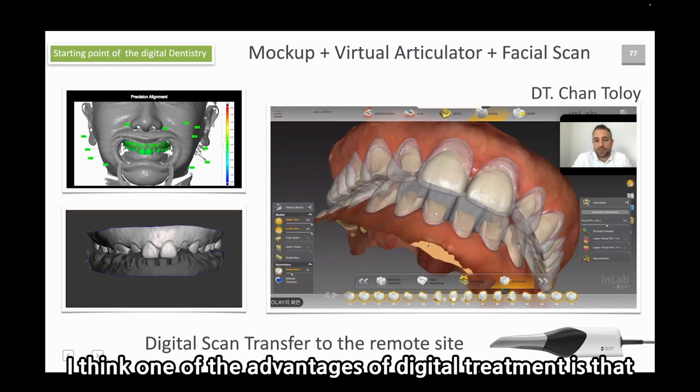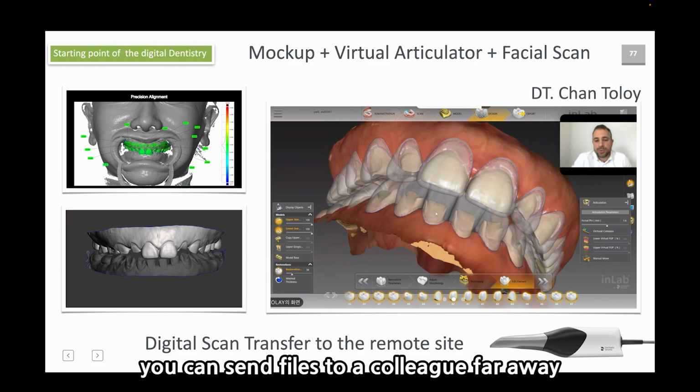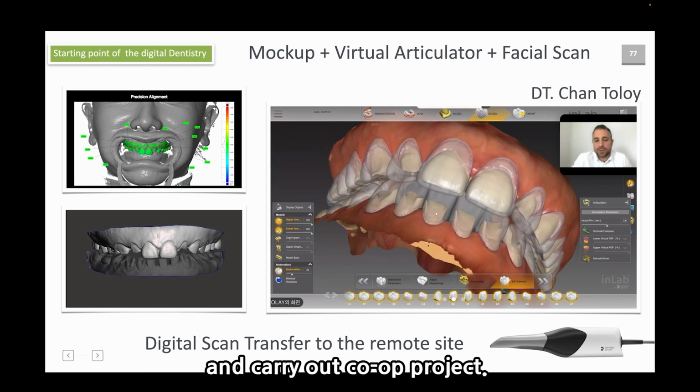I think one of the advantages of digital treatment is that you can send files to colleagues far away and carry out a co-op project. I sent it to Germany.